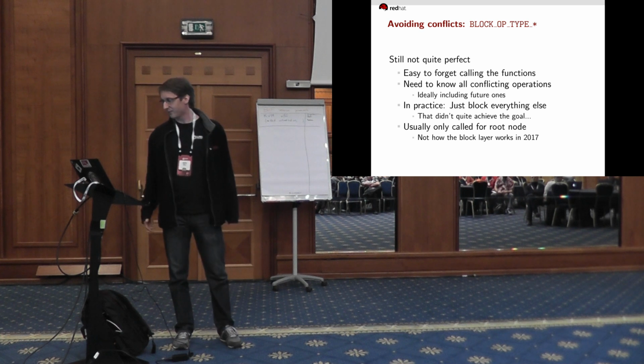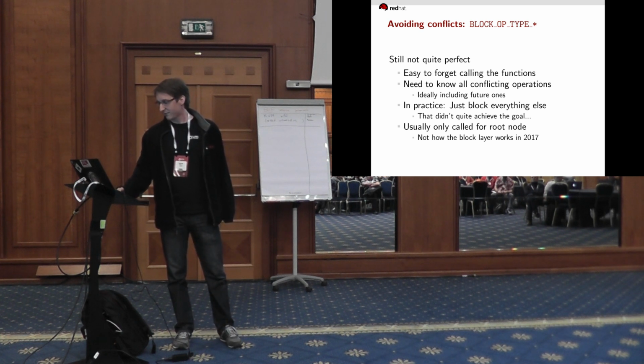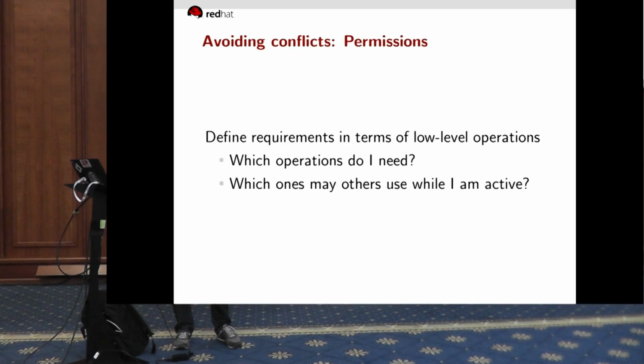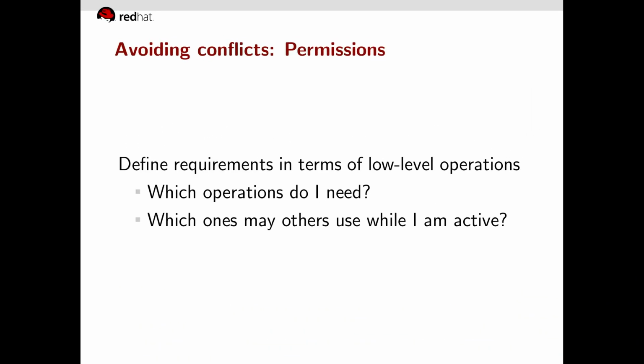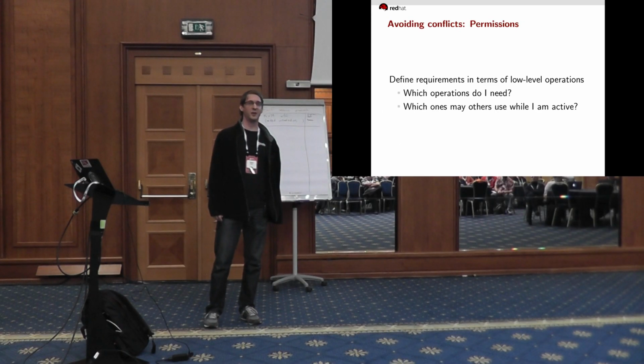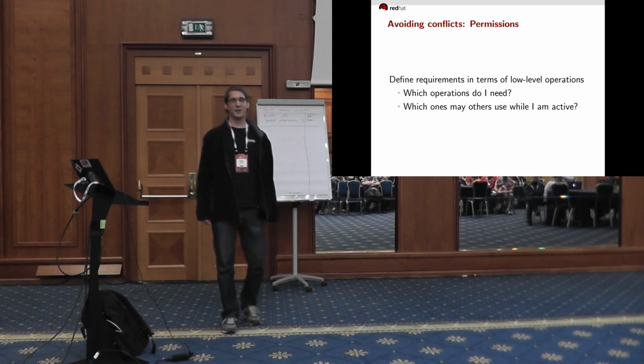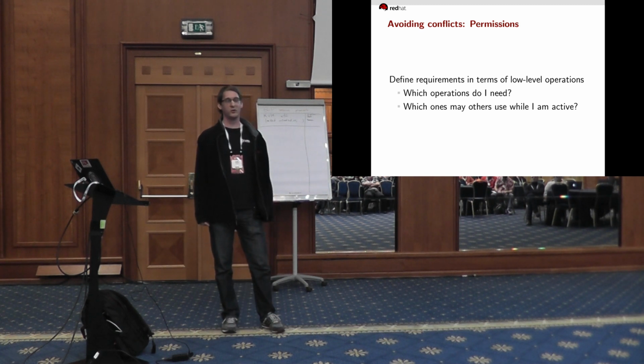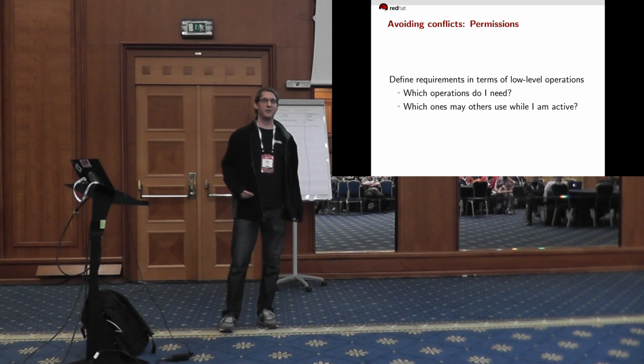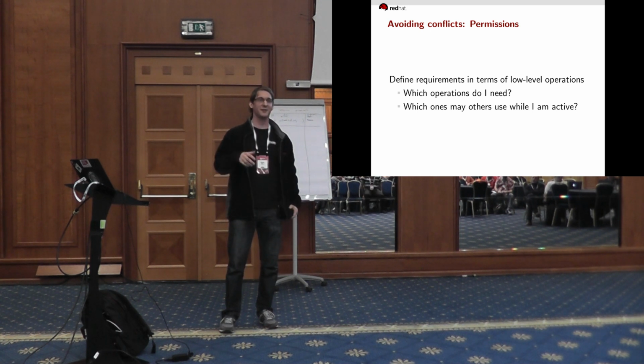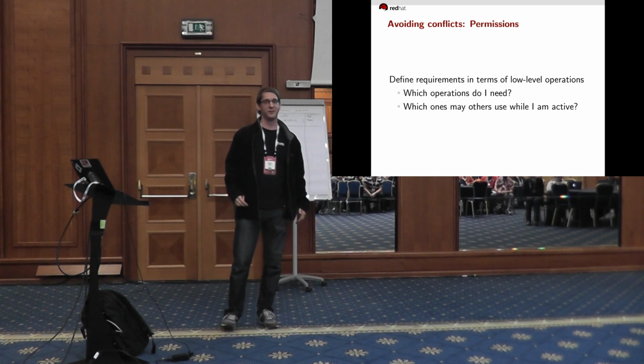We need something different. And the different system that we're using now is basically a permission system that we have built into the graph. It's now a core aspect of the block graph. And it works this way. You just define a set of low-level operations that you need, and you define a set of the same kind of low-level operations that other users can use while you're active.